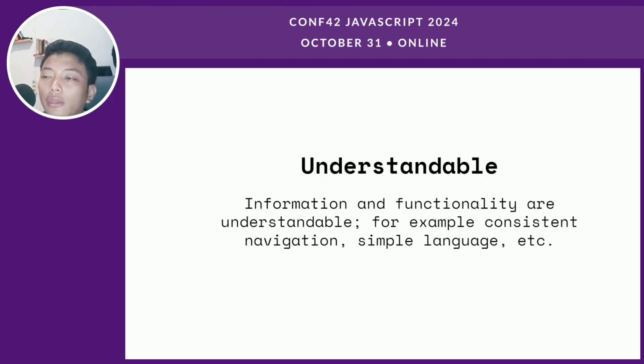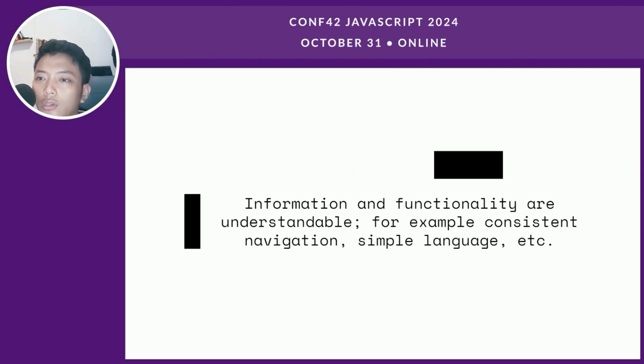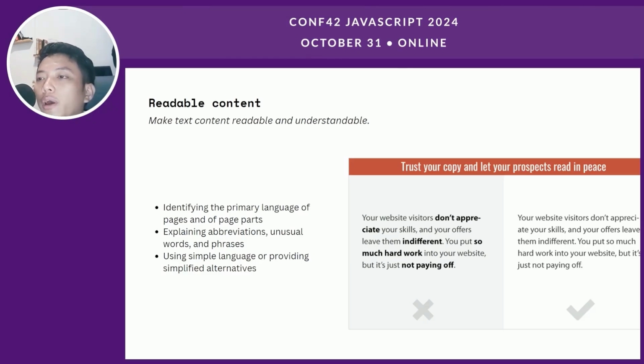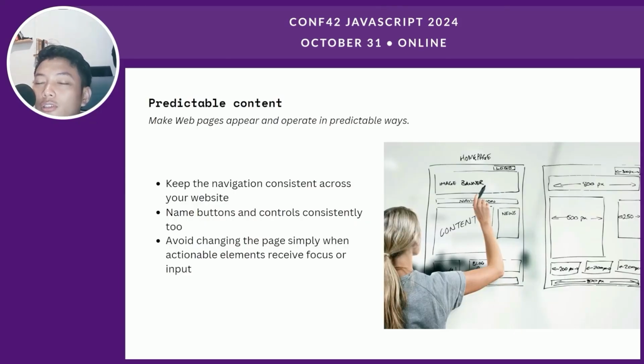The other point is understandable. It means your content information or your website can be understood through simple language. For example, you can write your caption, your wording, to the point, so it is easier for the user to read. And also make sure your website is predictable.